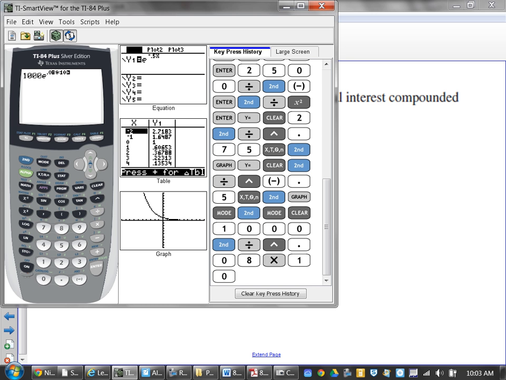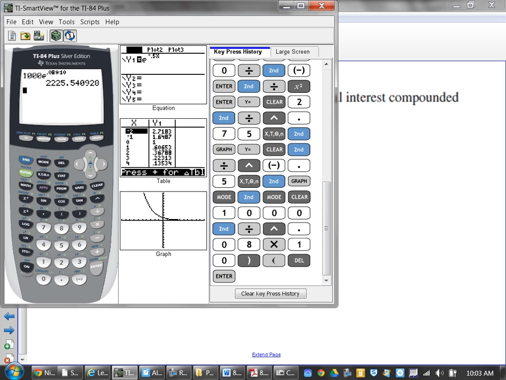Bless you. After 10 years, you've got $2,225.54. Let's go.